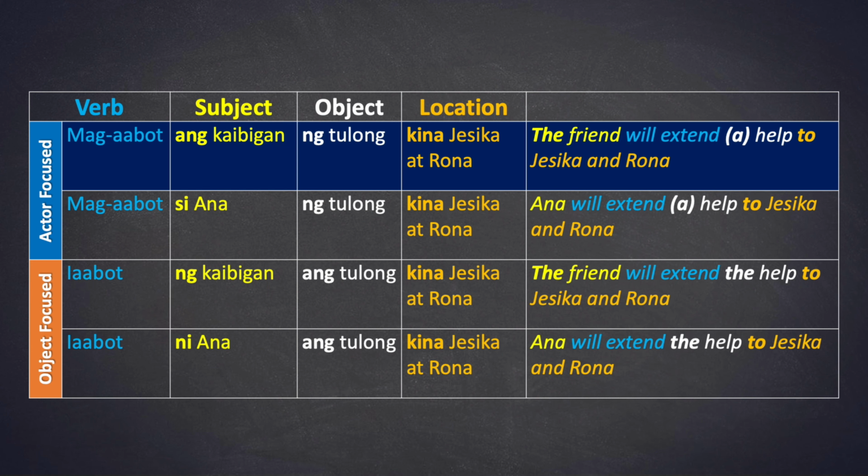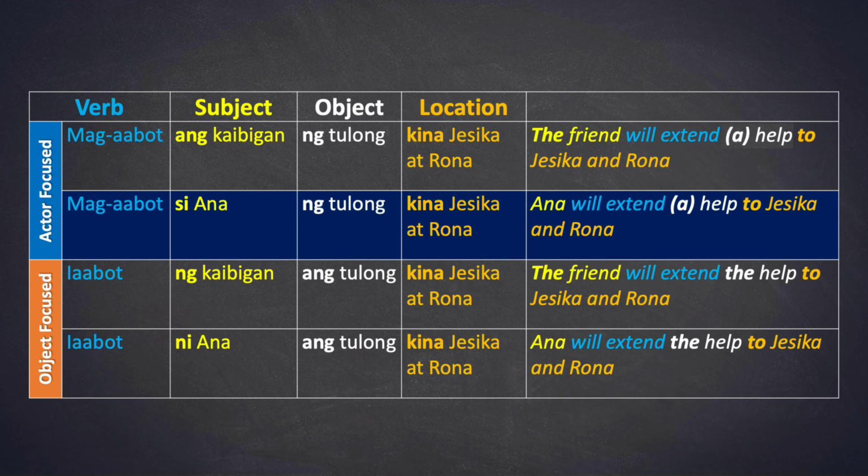Alright, so far so good. Now, let's try using the oblique marker KINA for plural locations. Mag-aabot ang kaibigan ng tulong kina Jessica at Rona. The friend will extend help to Jessica and Rona.